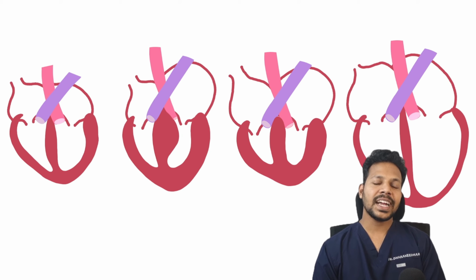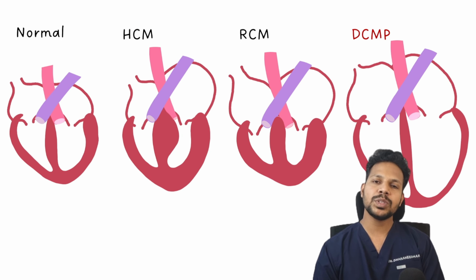Now, for the second time, let's look at all the morphologies of the heart because we have moved to the next topic, that is dilated cardiomyopathy. Appreciate all the chamber enlargement. You can see the right atrium is enlarged, left atrium is enlarged, right ventricle is enlarged, as well as the left ventricle is enlarged.